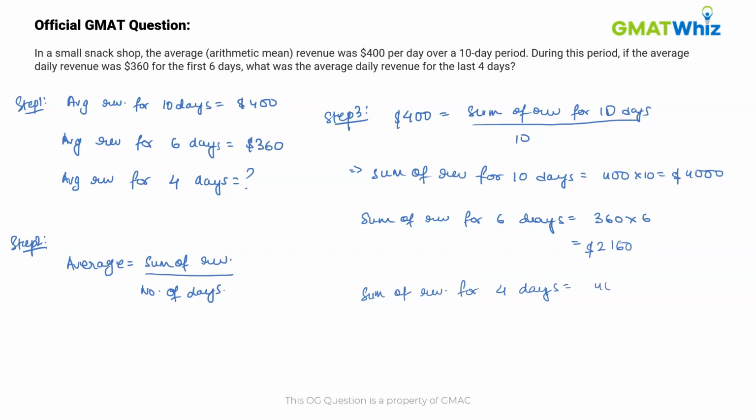This will be equal to 4,000 minus $2,160, which gives us $1,840. Now, this is the total revenue for 4 days. To find the average revenue for 4 days, we have to divide 1840 by 4. This will give us $460, which is the option D.